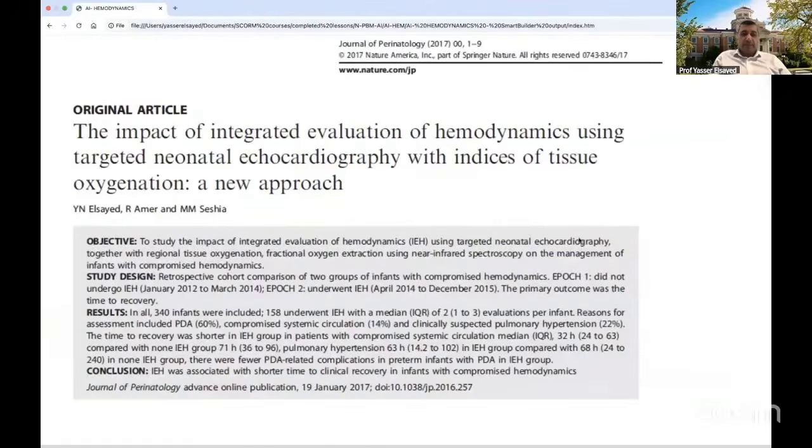So that was the research article that we published in the Journal of Perinatology, the publisher Nature, 8 years ago, about the impact of integrated evaluation of hemodynamics, IEH, including echocardiography, including detailed assessment of the blood pressure, relying on pulse pressure and diastolic blood pressure instead of just looking at the mean blood pressure to assess different phenotypes of shock, and also assessment of PA and pulmonary hypertension.